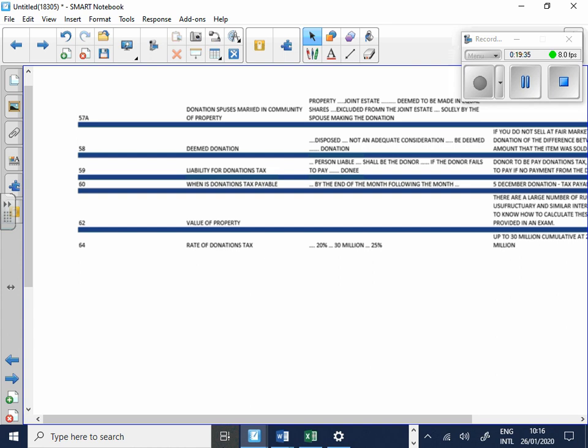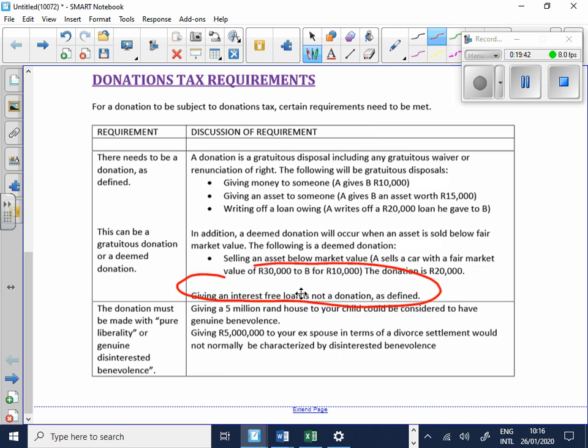And then at the bottom here, guys, I've got giving an interest-free loan is not a donation as defined. Now, technically, legally, it is, okay? But SARS has chosen not to tax it. So if you had to look at gratuity, there's definitely gratuity here. But SARS practice is that they do not tax an interest-free loan as a donation. Is that all right? Now, when you do trusts later on, there will be tax. They've got other sections that deal with it, but not in donations tax. They've got section 7, okay, for guys that have done it. Guys comfortable with it? So guys, there needs to be a donation.